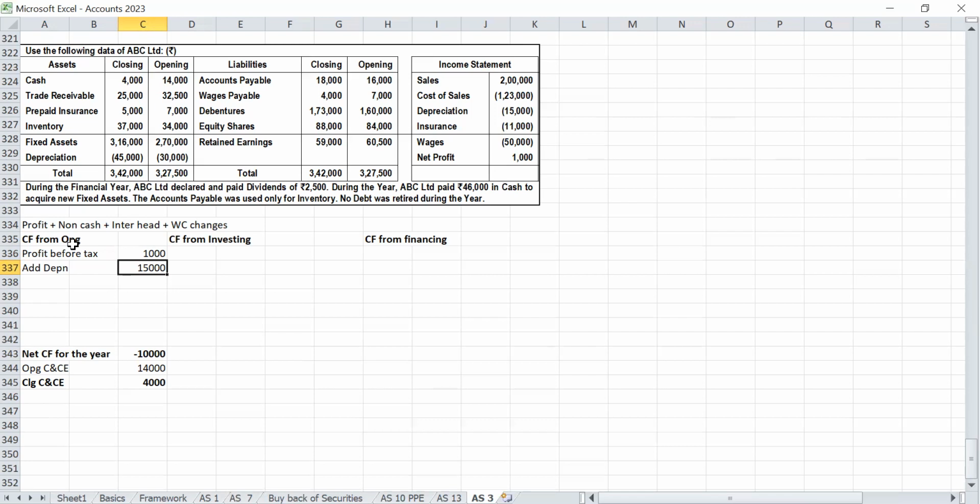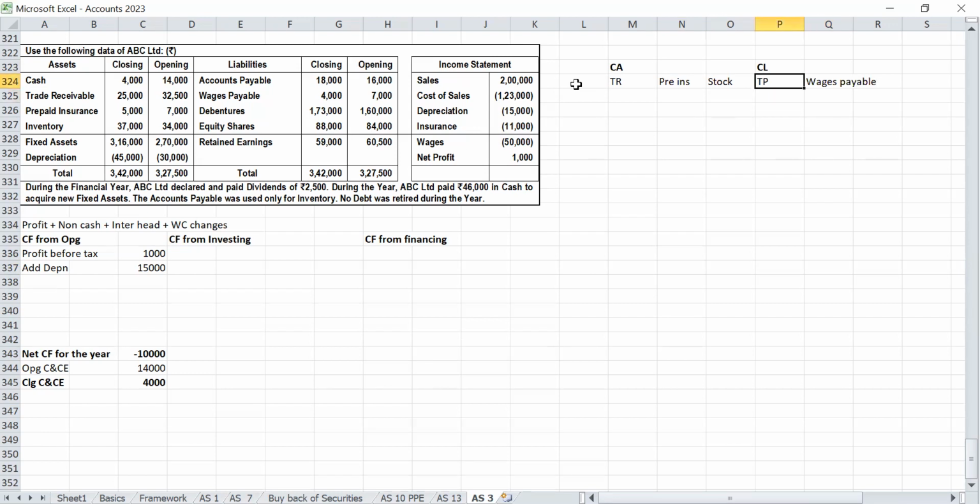Then see, line by line. Trade receivable has come down actually, so it is an increase in cash. First we will write what are all the items now. Trade receivable, prepaid insurance, stock. Only current assets we have to take, correct? Fixed assets will not come. Then current liabilities you are having trade payable, wages payable, correct?